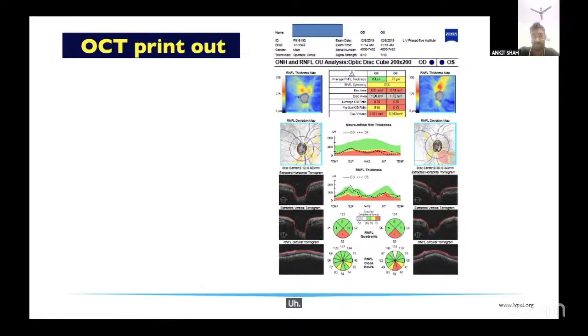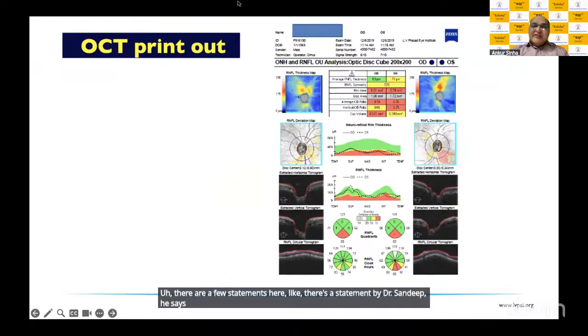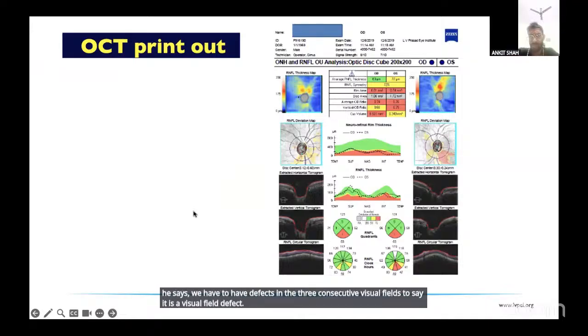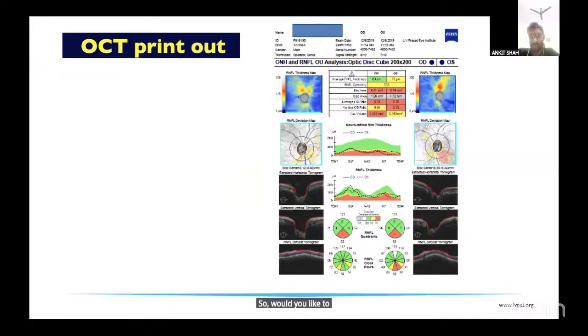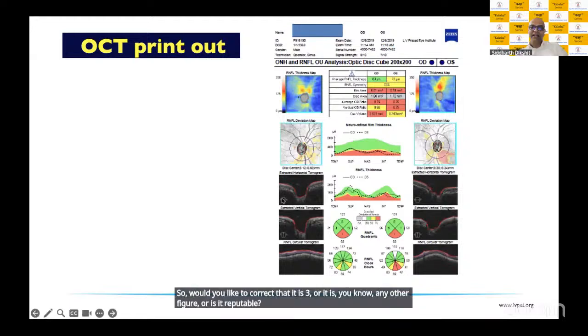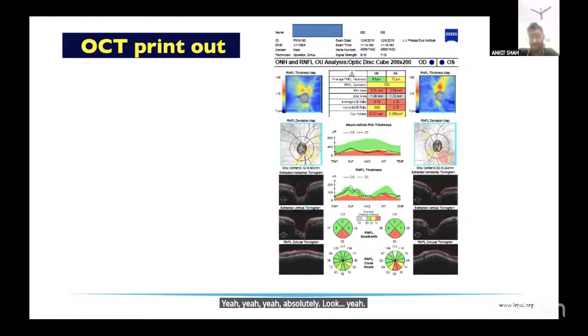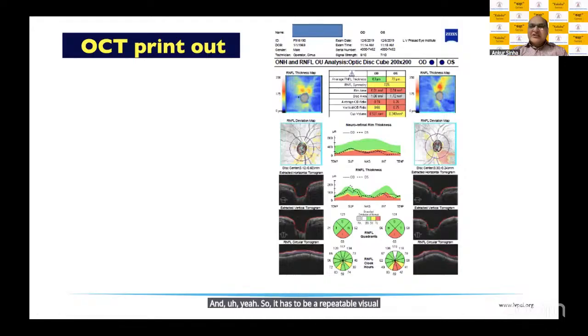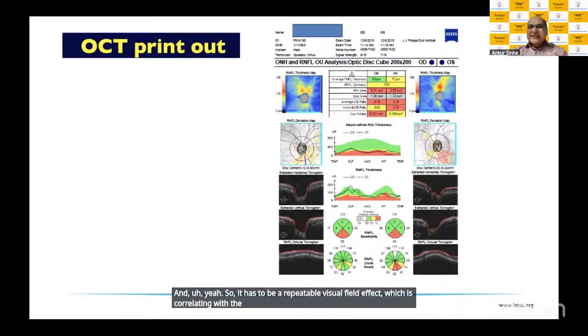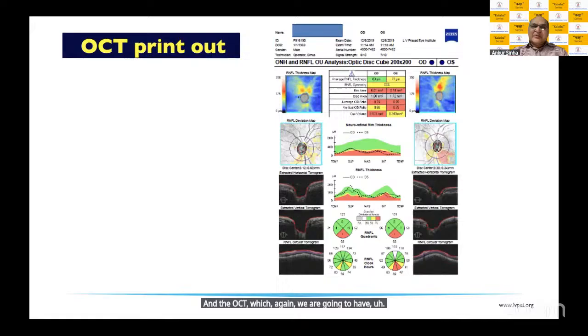There are a few statements here, like there's a statement by Dr. Sandeep. He says, we have to have defects in the 3 consecutive visual fields to say it is a visual field defect. So would you like to correct that it is 3 or any other figure, or is it repeatable? Yeah, absolutely. So it has to be a repeatable visual field defect, which is correlating with the disc defect and the OCT, which again we are going to have to label it as glaucomatous.